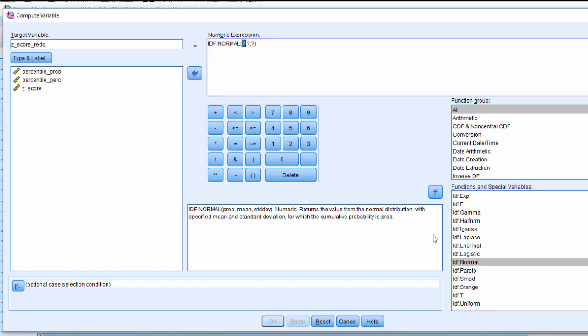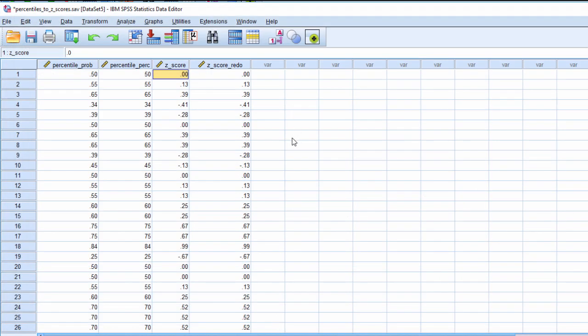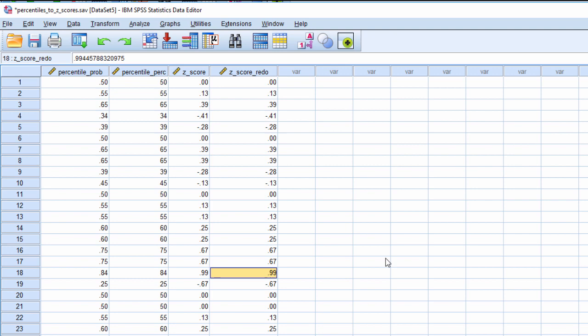I've got to double click here to get this into the numerical expression, and so I'm going to put my probability score here. And the standard normal distribution has a mean of 0 and a standard deviation of 1. And so I'm going to click OK. And there, now I've got the z-scores for these percentile scores. So a person who has a percentile score of 0.50, or expressed as a percentage 50, they have a z-score of 0. And you can see here, someone has a z-score nearly of 1.